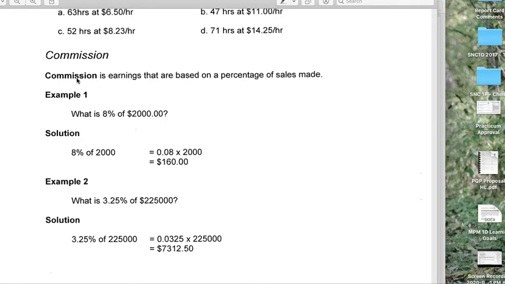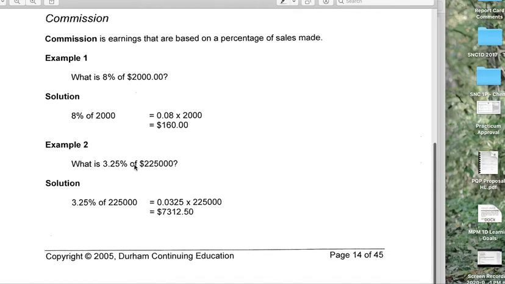So looking at commission, it is earnings that are based on a percentage of sales made. So what is 8% of $2,000? So remember what we talked about when working with percentages. We have to take the percent and divide it by 100 before we can use it in our equation. Some of you use the percent button on your calculator, and that's fine too. The solution for this problem takes that 8%, divides it by 100 to get 0.08 multiplied by $2,000, and 8% of $2,000 is $160.